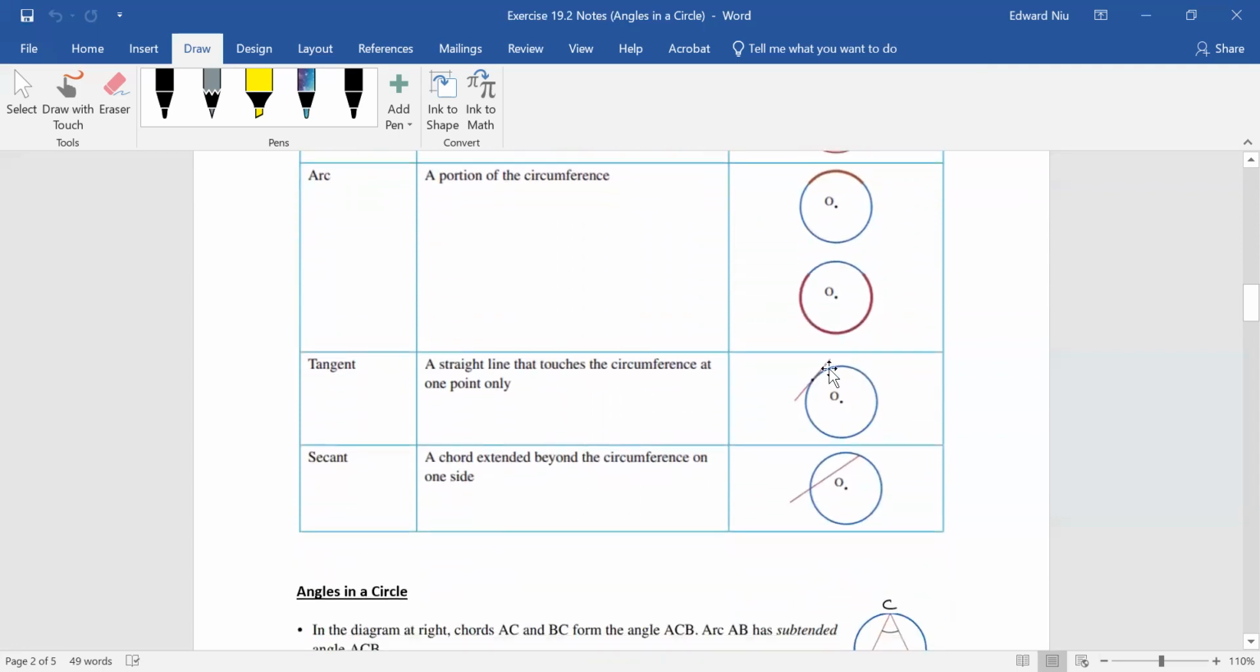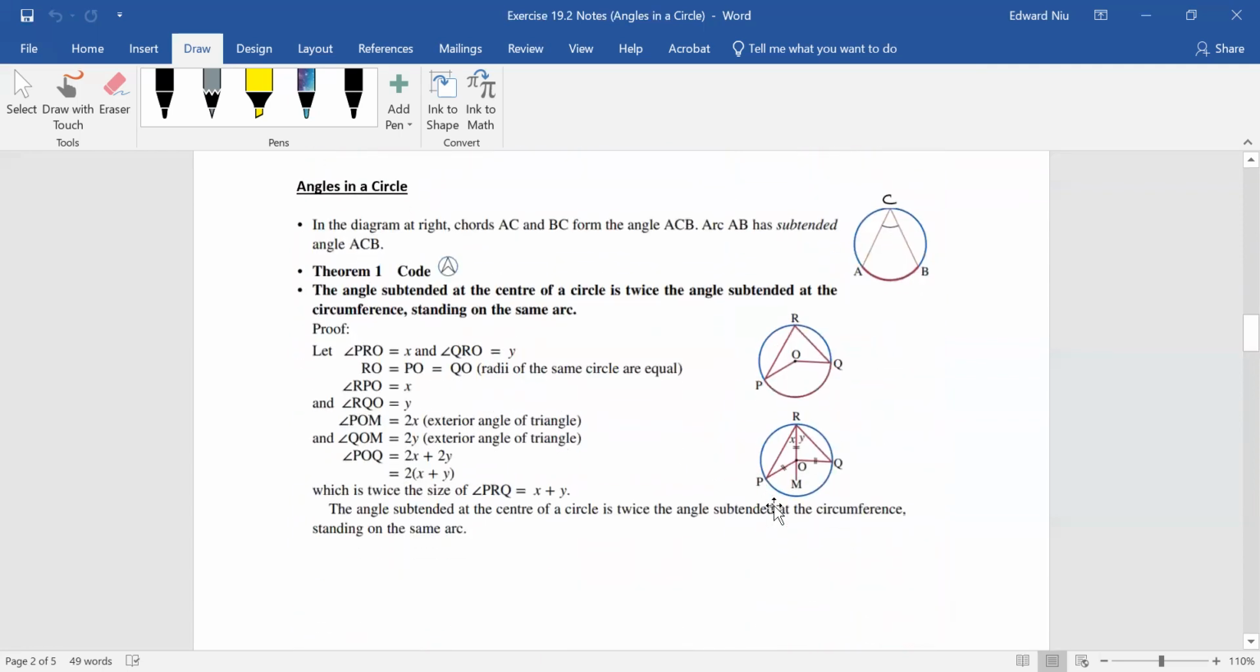Last two, we've got tangent, which means to touch in Latin, which is a line that touches only one point on the circle's edge, or the circle's circumference. And key note, it has to be a straight line. A secant is a chord which is extended outside of the circle. Right, let's take a look at the first theorem.